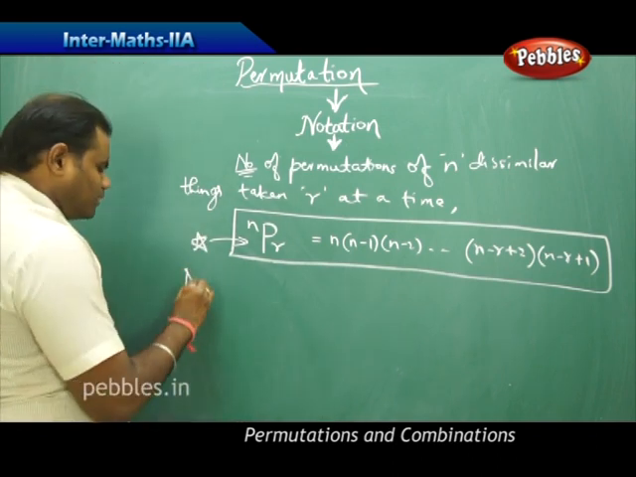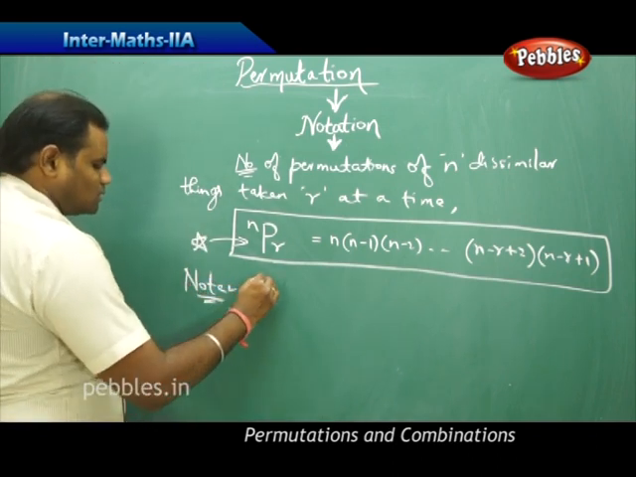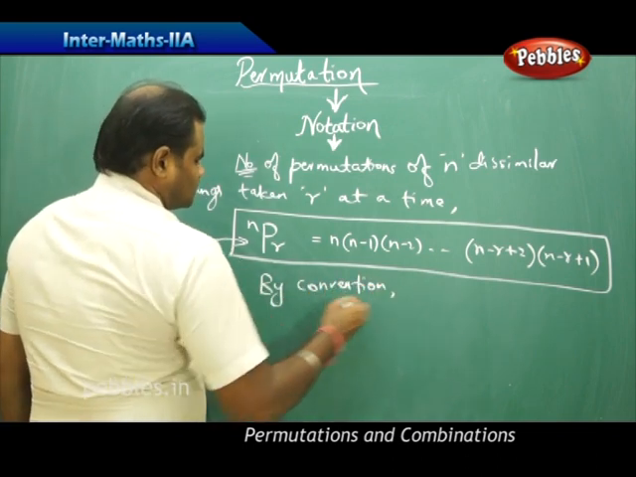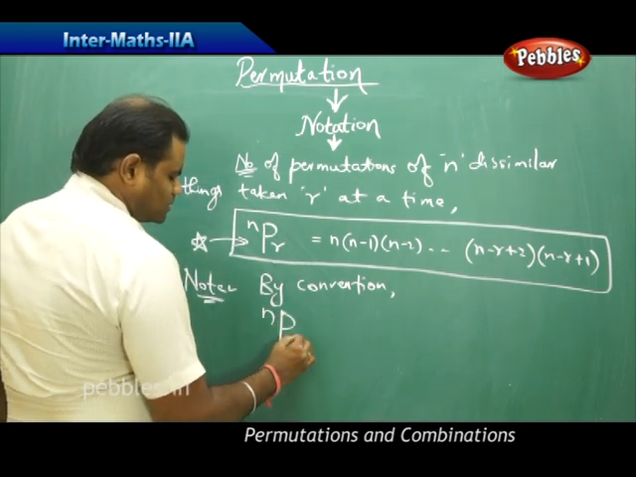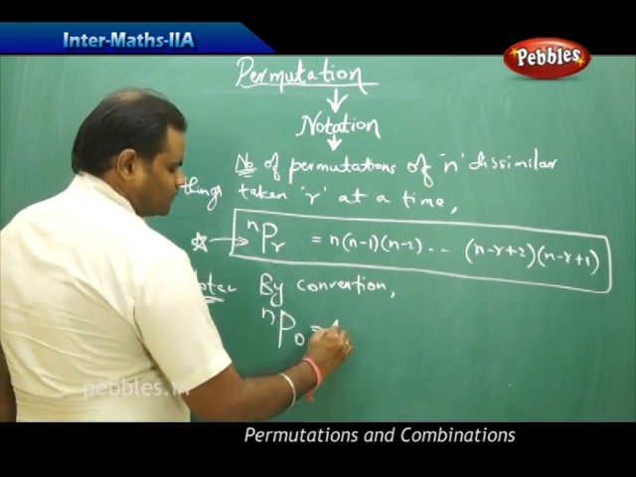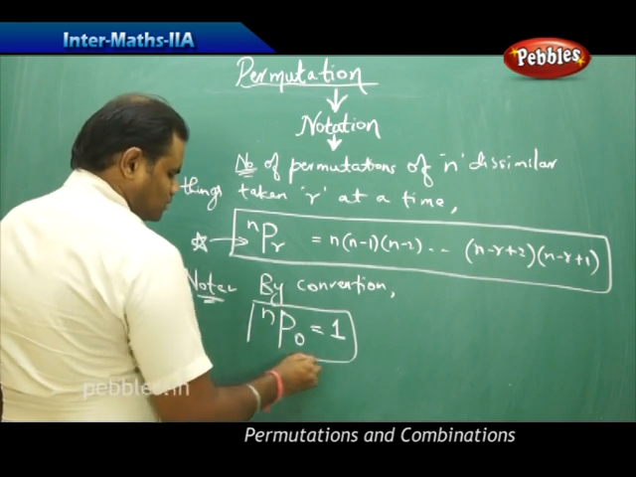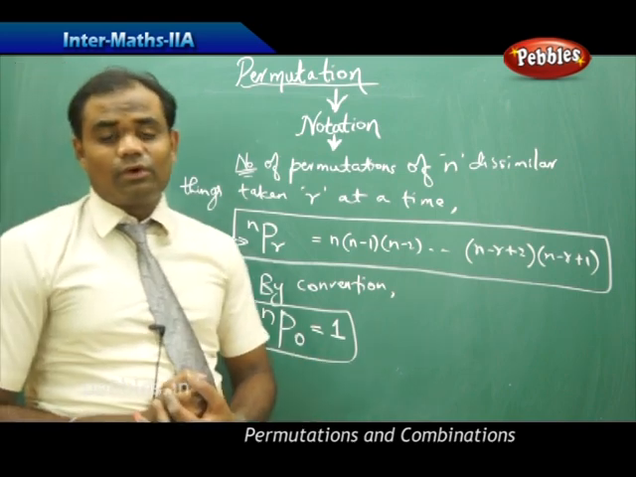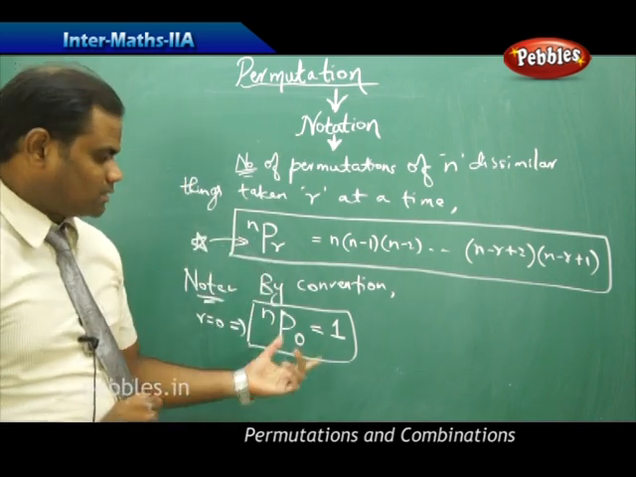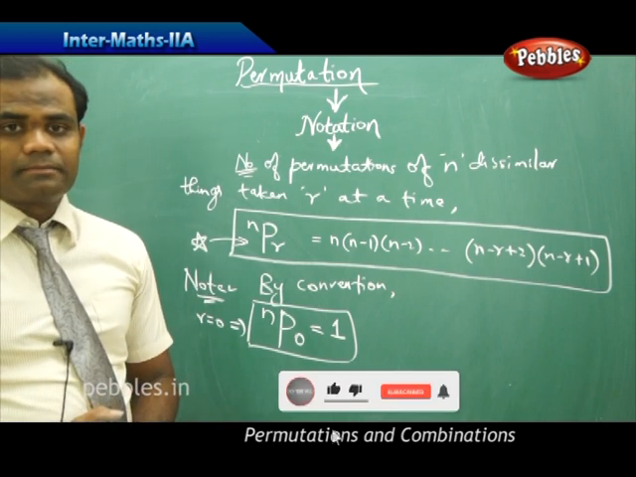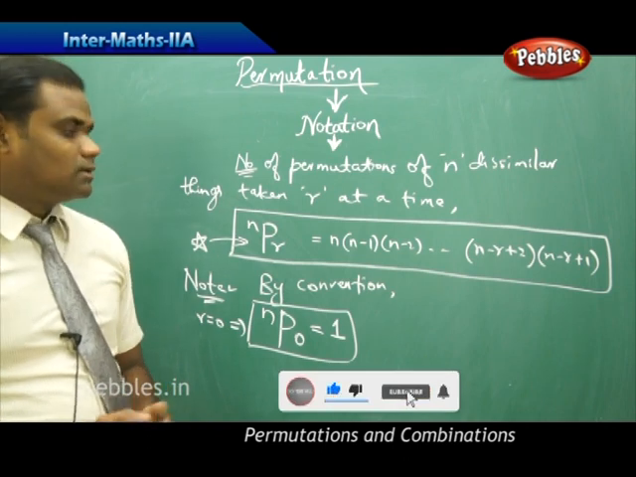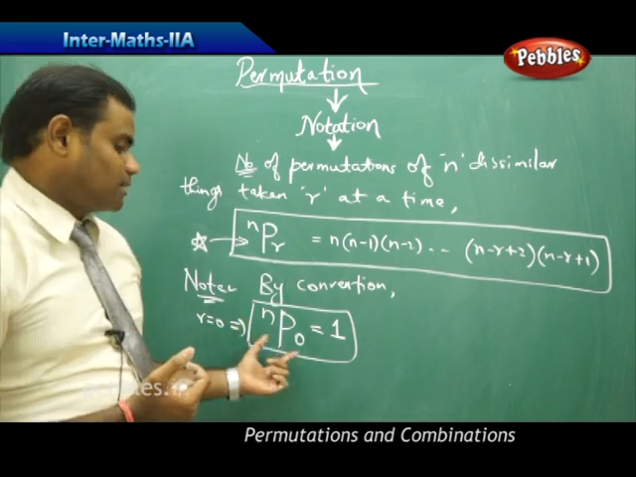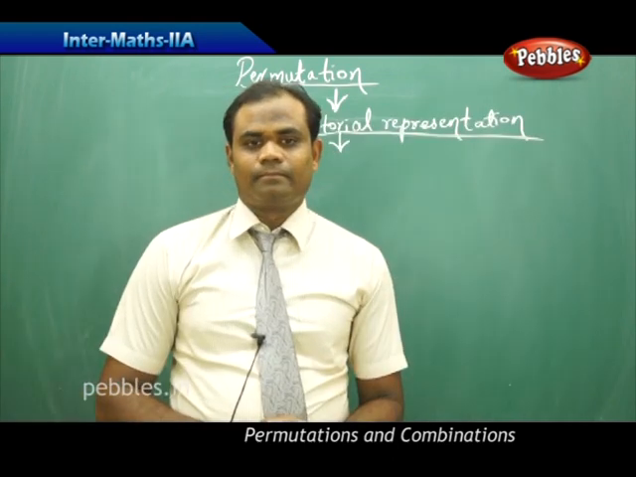And it's very important to note that by convention we assume that nP0 is equal to 1. That is, when r is equal to 0, nP0 will always be 1. Because 0 factorial is 1, we will come to a derivation representing this in factorial form, and then we get an understanding that nP0 is 1.